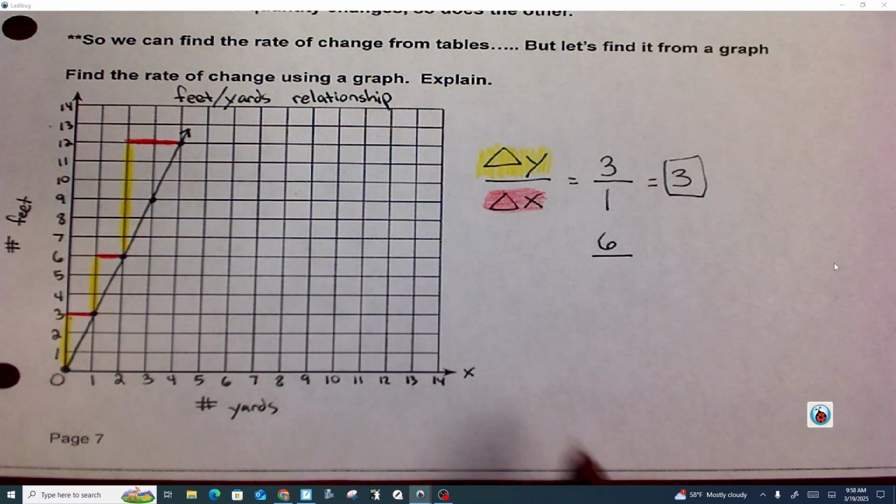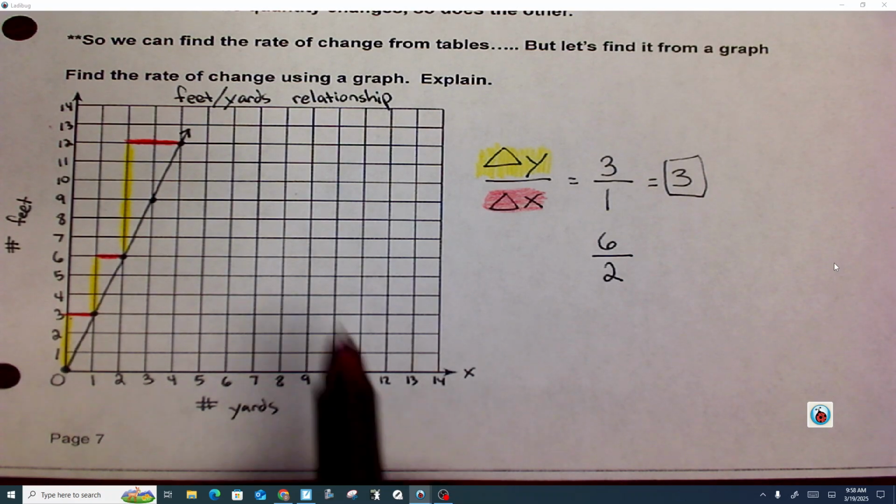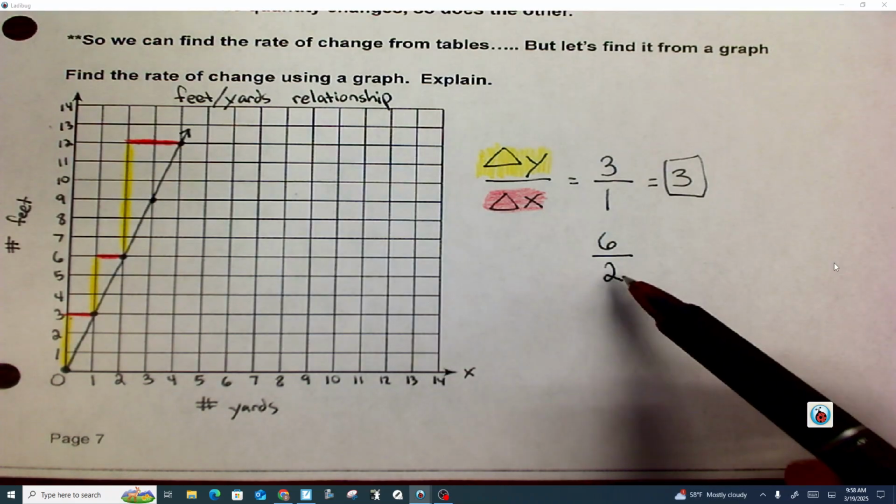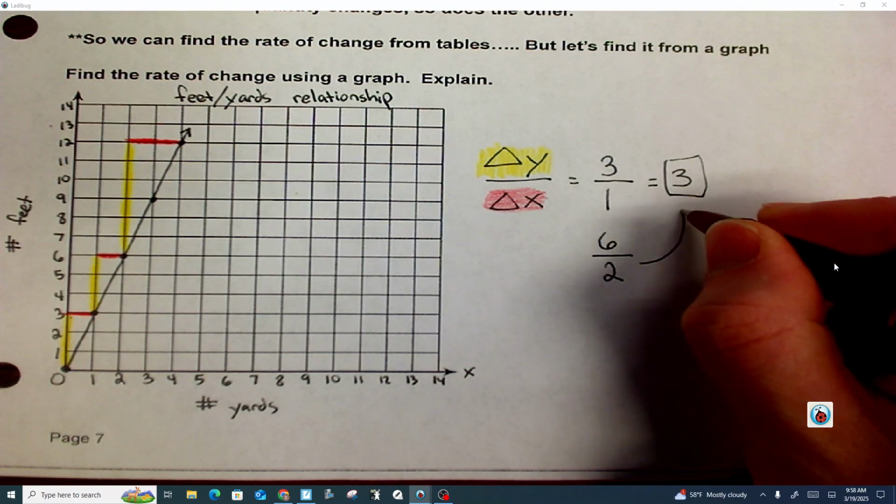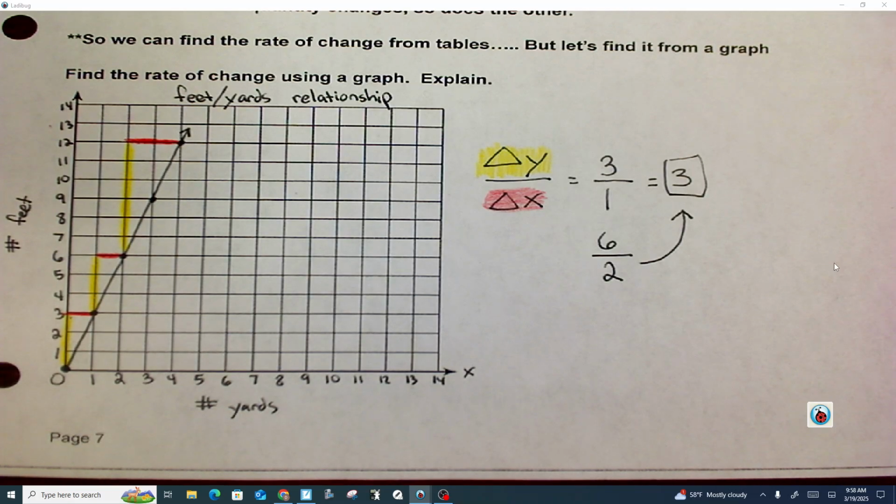So our vertical change was 6 and our horizontal change was 2. Well, folks, what's 6 divided by 2? It's 3.